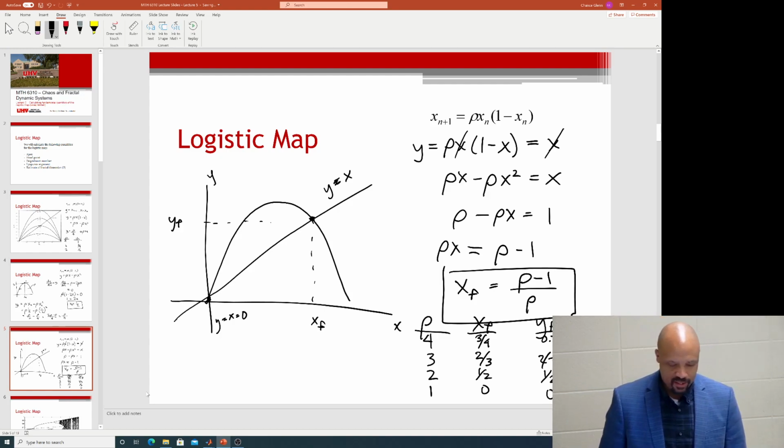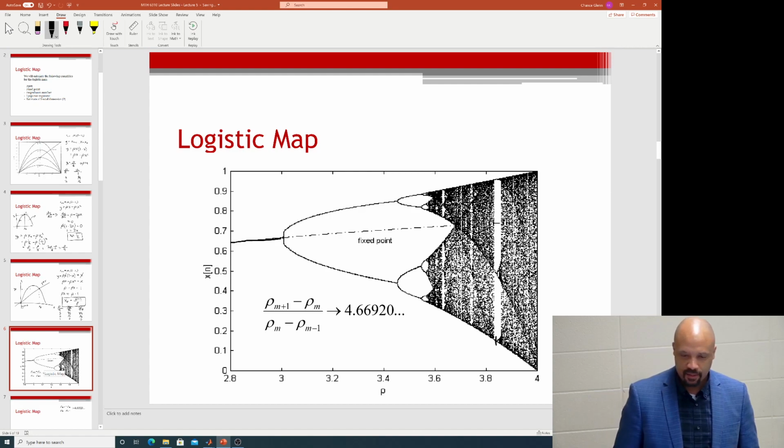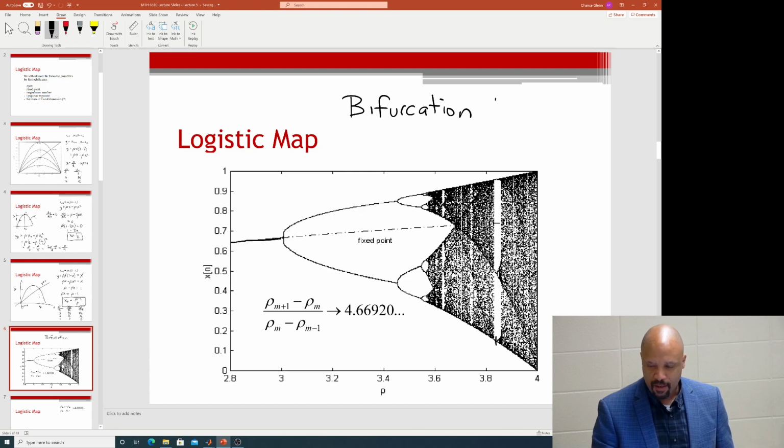Now, interestingly, what you'll see on the map, the bifurcation diagram, if you remember, and by now I'm sure you've gotten comfortable saying this word, bifurcation diagram.